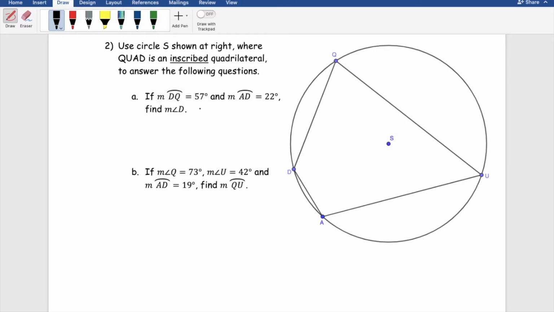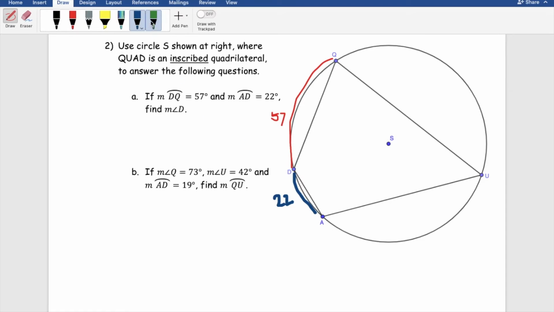Now, compared to the right triangles we had up top, it looks like we have a lot more information. We have a 57 degree and 22 here, so 2 pieces of information that we're given. Down here, we have 3 pieces of information that we're given. So hopefully we're going to find that to be easier, but it just depends on how that information helps us. So, part A, the measure of arc DQ is 57 degrees. The measure of arc AD is 22 degrees. So we're given 2 things about the outside of the circle, essentially. So we know these 2 numbers.